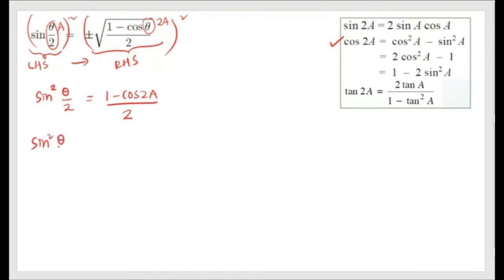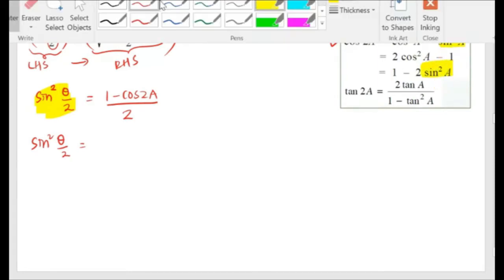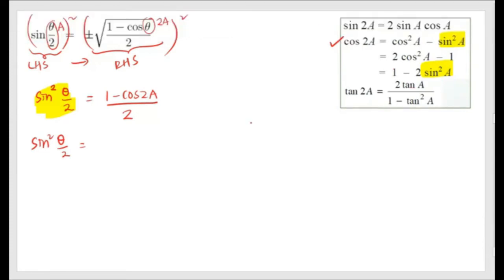Sine square theta over 2 equal to what? Okay, so now what we have is sine square and the cos. Okay, cos 2a. Which formula had only sine square? We don't have other ones because the answer we want is to prove this one. This one is sine square, right? So from these 1, 2, 3, which one got sine square? The first one and the third one, right? The first and third. So which one is easier for you, more suitable?